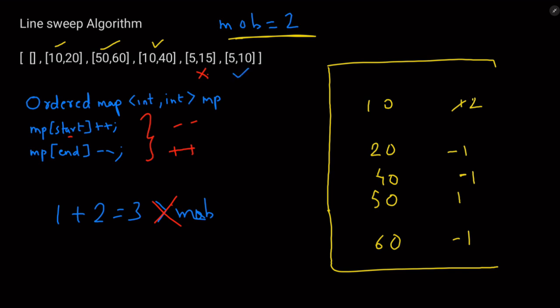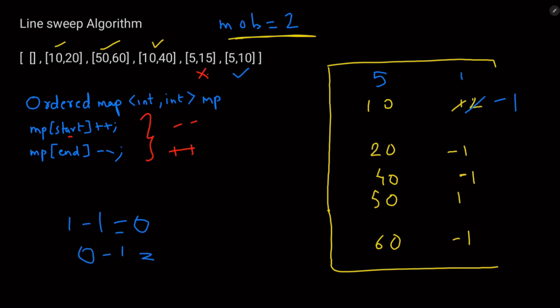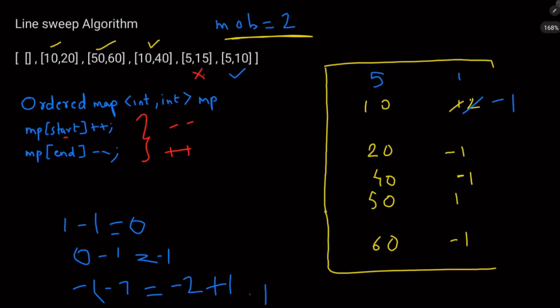5 and 10, can this be taken? So I do 5, there's nothing, and then 2, 10 is already there, I'll just decrement it by 1. Okay, now can this be taken or not? Let's see. 1 minus 1, that's 0, no issues. 0 minus 1 equals minus 1, no issues. Minus 1 minus 1 equals minus 2, that is still not an issue. Plus 1 to that, it's still not an issue. That will give you just minus 1, right? And minus 1 again will give you minus 2, that is still not an issue because in none of that iteration did we get a higher value than the MOB.